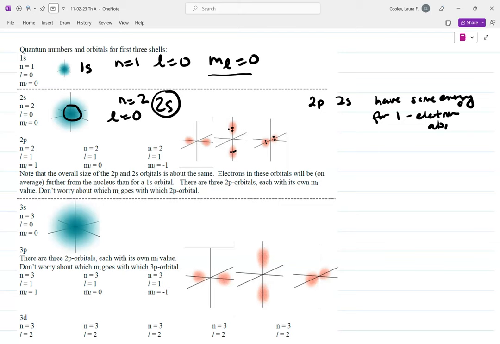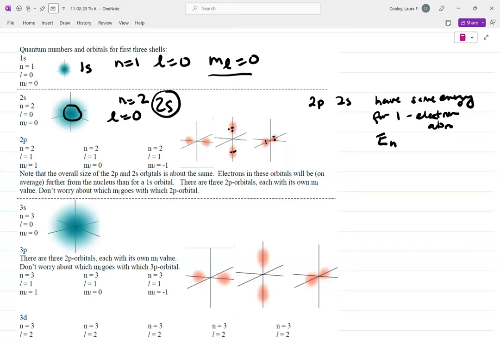Because its E is only a function of n. In other words, for hydrogen, if you take an electron out of the 1s and put it in the 2s, it will have a higher energy. But if you took that electron out of the 1s and put it in the 2p, it has the same energy as if it was put in the 2s. So energy is a function of n only.